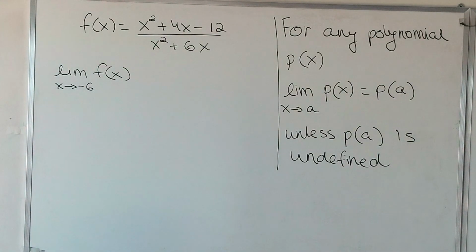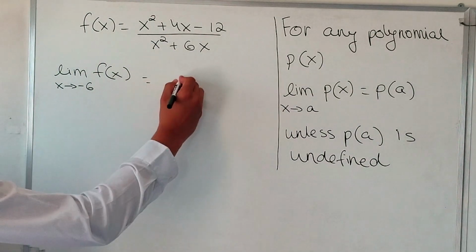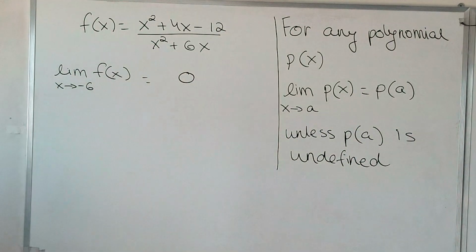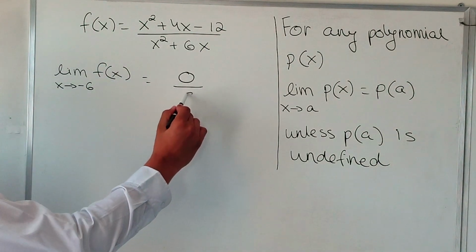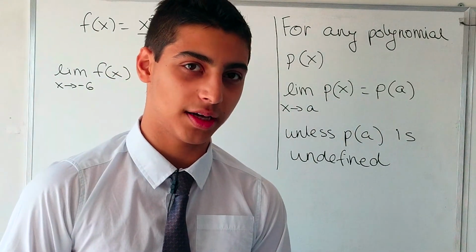If we plug in negative 6 into the equation, we get negative 6 squared, which is 36, plus 4 times negative 6, which is negative 24, minus 12, negative 36, is equal to 0. Same thing down, that's negative 6 squared, that's 36, plus 6 times negative 6, that's negative 36, which once again gives us 0. So it's undefined.